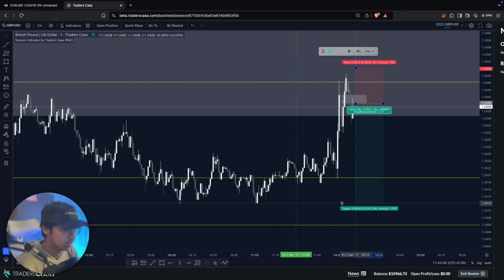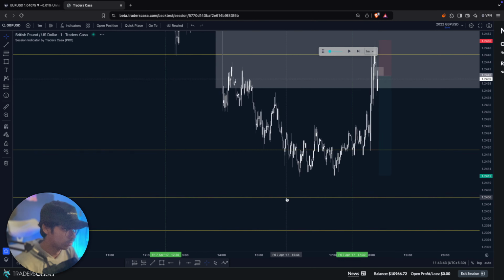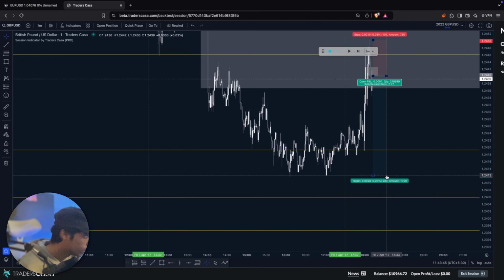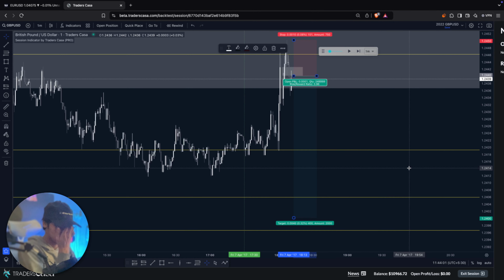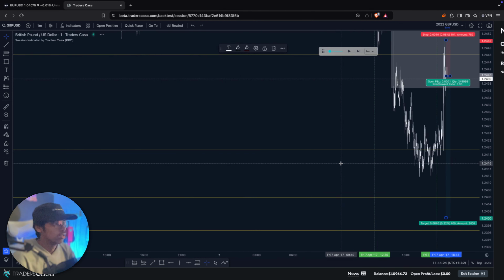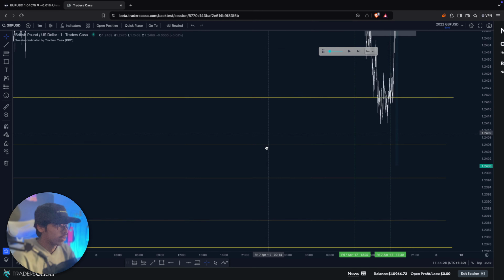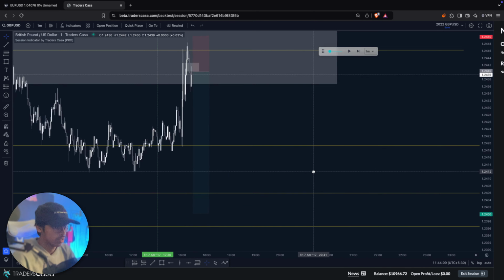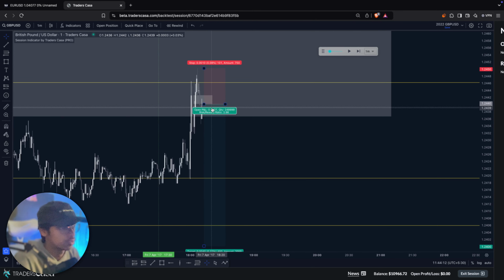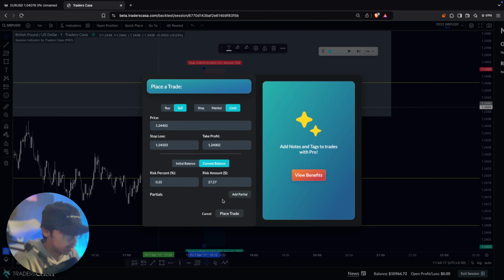Okay, so let's see what kind of reaction. And now anticipate 41, right? Down to this level, right? Okay, a lot of liquidity to be taken out. Let's see what kind of nature we could expect price to do, and we can open a position. I'll just do sell limit, risk amount is fine, place trade.